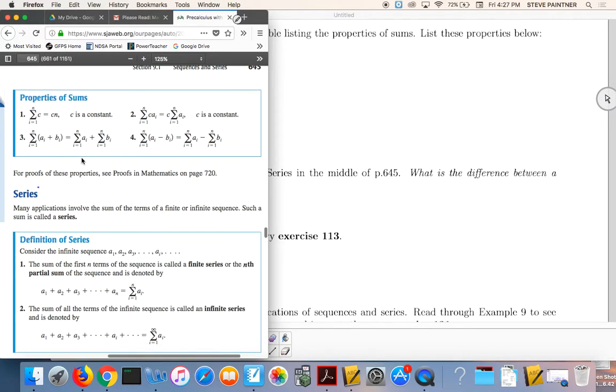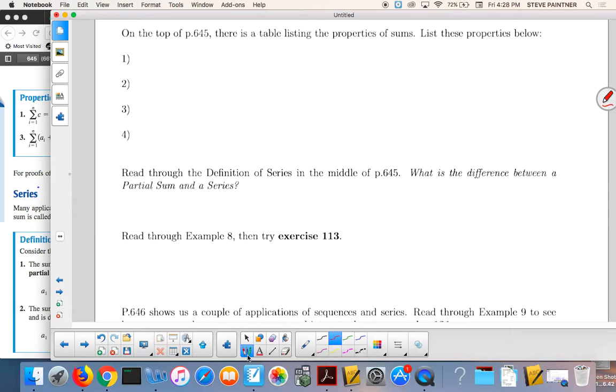Okay, here are our properties. So the first one is that the sum of c, where c is a constant, so just any number, from 1 to n, is just equal to c times n. Basically, all that first property is saying is that if you take a number and add it to itself n times, you just get that number times n. That's really all it's saying. So the sum of c from i equals 1 to n is equal to c times n. And that makes intuitive sense. Maybe the only thing here that's weird is the notation.